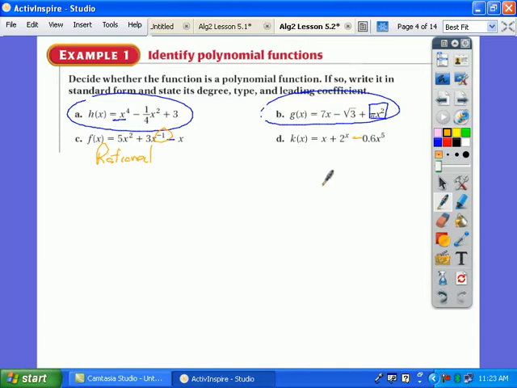Likewise, this function, example D, is not a polynomial function because the variable is used as an exponent. That's not allowed in a polynomial, and this is called a power function. So these are different types of functions that are not polynomials. We will not study them in this section.